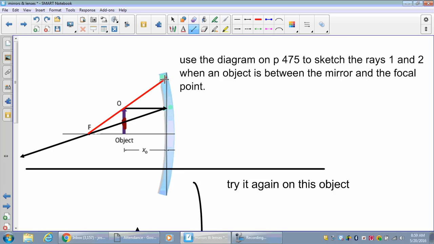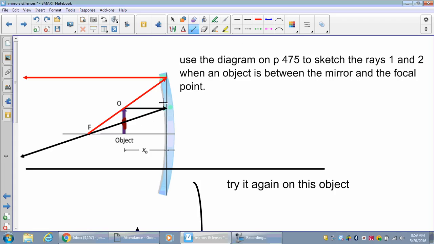And when it hits the mirror, what do objects do? And what does light do when it hits a mirror? Well, it reflects, right? And it's going to reflect off the principal axis. You see how this is basically the exact same rule backwards? It's not changing just because you're in front of the focal point. The rays are going to act the same way.